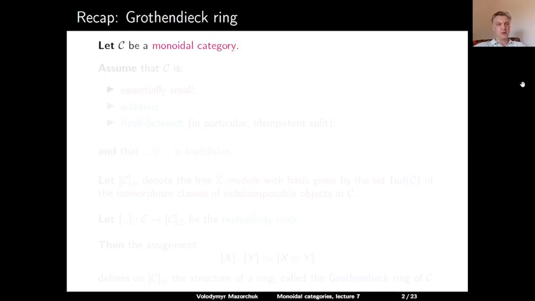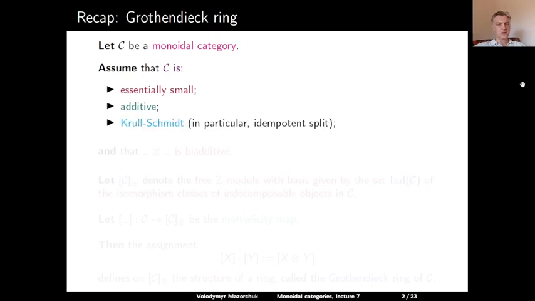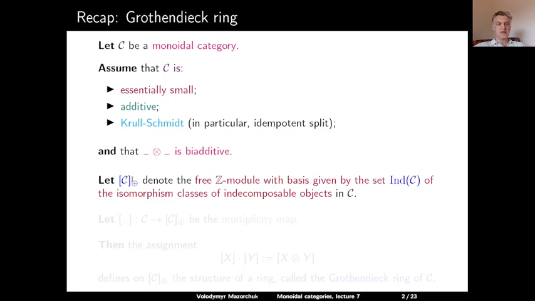Let C be a monoidal category. Assume that C is essentially small, additive, and Krull-Schmidt. In particular, it is idempotent split. Assume also that the tensor product in C is biadditive. Denote by C in brackets with the direct sum sign on the right the free module over the integers with basis given by the set of the isomorphism classes of indecomposable objects in C.